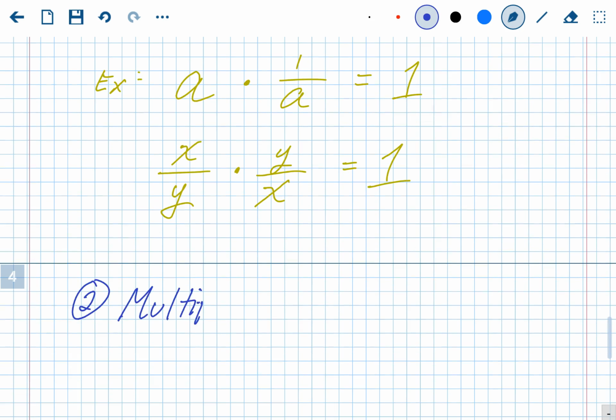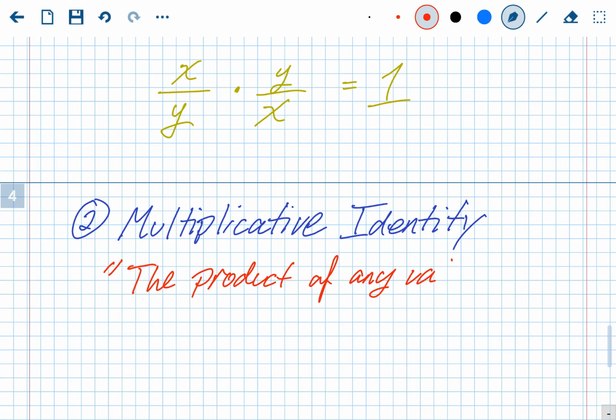The second property of multiplication is the multiplicative identity. Much like the additive identity, how do we get a number to stay the same through multiplication? This one should be obvious as well, because we know that anytime you multiply a number by 1, that number stays the same. So the product of any value and 1 remains that value.